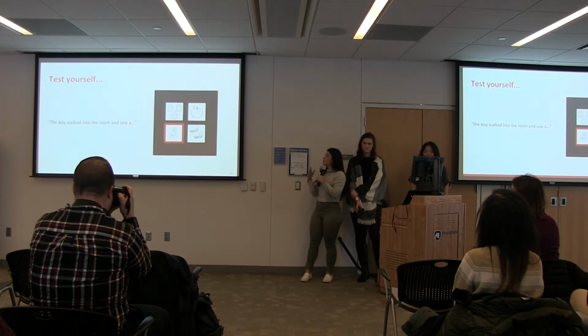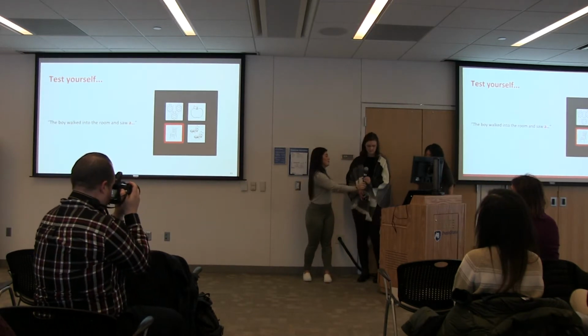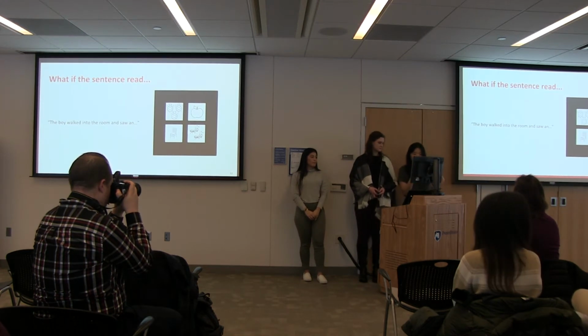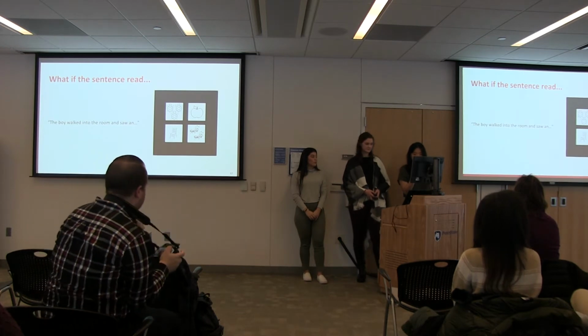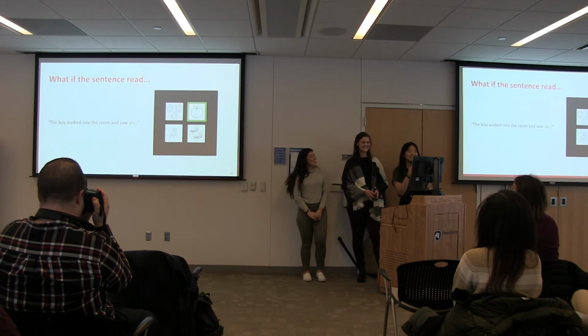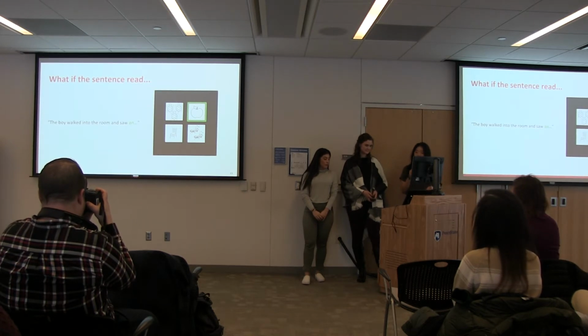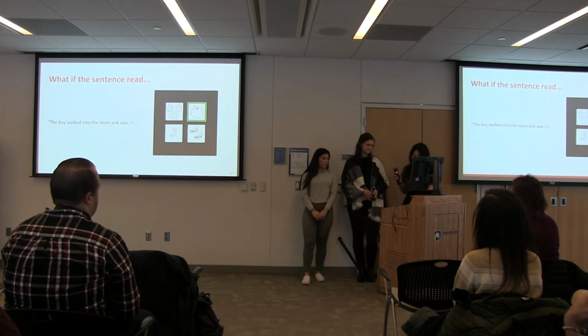And the correct answer would be chair. The boy walked into the room and saw a chair. Okay, in a second example, I want you to test yourself again. So the sentence would read, the boy walked into the room and saw an, and I'll let you choose. Good job. He saw an apple, correct. So you can see that the indefinite article a usually precedes a word that starts with a consonant, and the indefinite article an precedes words that start with vowels.